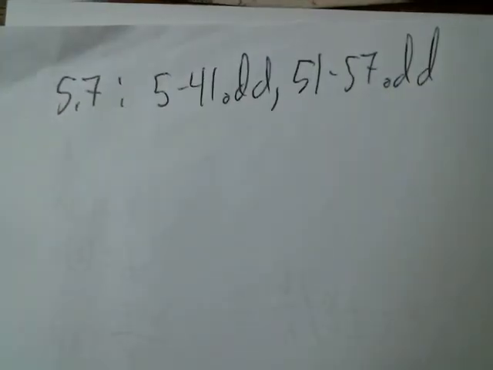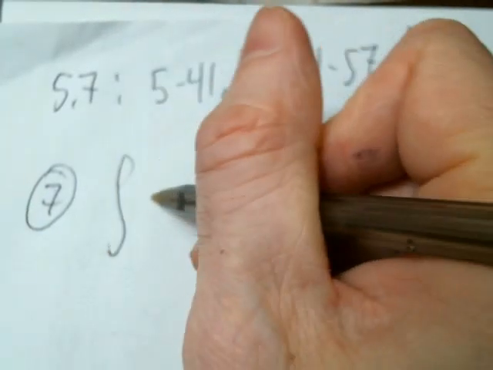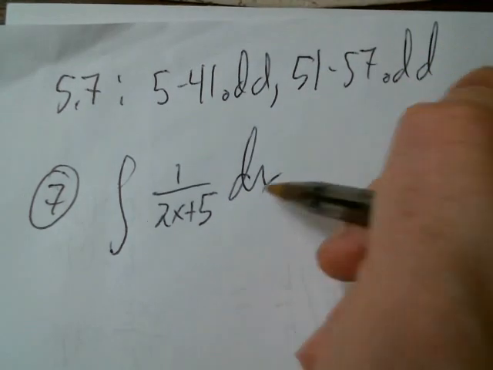Right, so let's dive right in. Let's look at number 7. We have the integral of 1 all over 2x plus 5 dx.